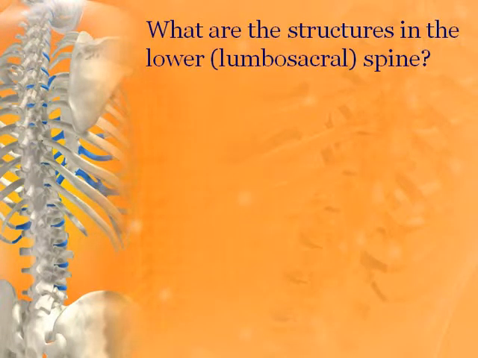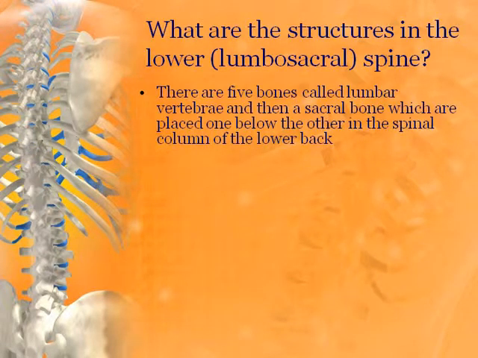Let's first get familiar with the structures of the lower spine, also called the lumbosacral spine. The spinal column, as you can see, extends from the skull up to the pelvis. The lower portion of this spinal column has what we call lumbar vertebrae and a sacral bone. There are 5 lumbar vertebrae, and below the 5th lumbar vertebra is the sacrum. This forms the lumbosacral spine or the lower back.